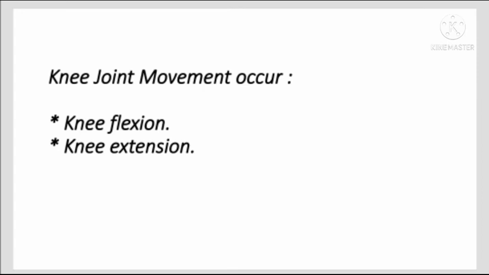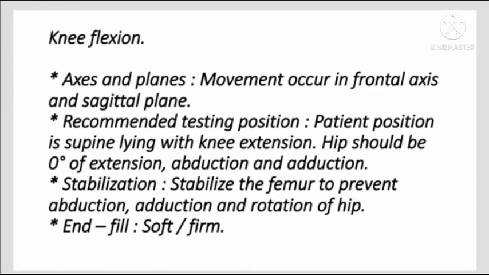Knee joint. Movements are knee flexion and knee extension. Knee flexion. Axis and planes. Movement occurs in the frontal axis and sagittal plane. Recommended testing position. Patient position is supine lying with knee extended. Hip should be 0 degrees of extension, abduction and adduction. Stabilization. Stabilize the femur to prevent abduction, adduction and rotation of the hip. End feel is soft and normal firm.